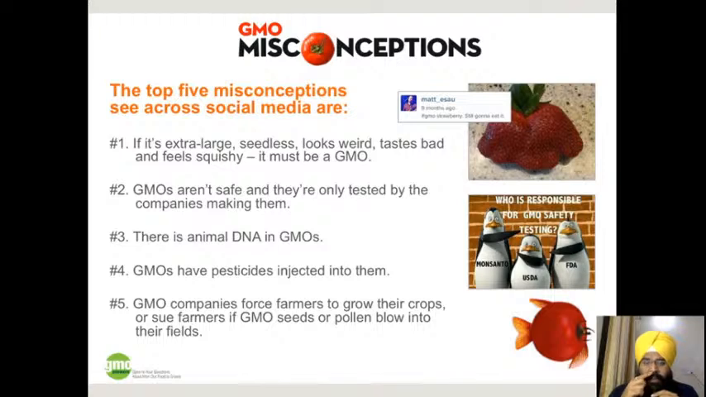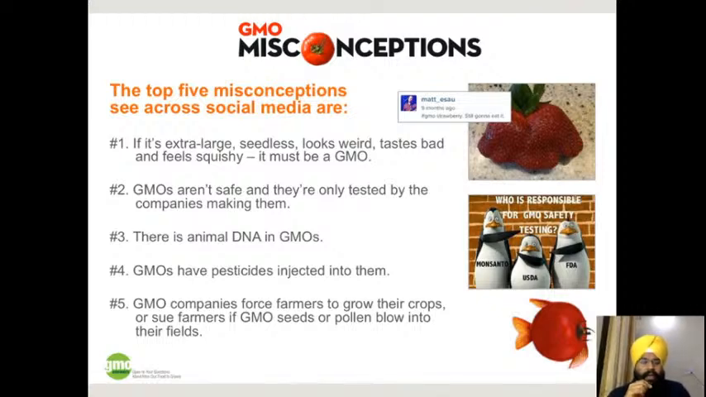The five misconceptions that we see across social media are: if it is extra large, seedless, looks weird, tastes odd, or feels squishy, it must be GMO. So whatever is not normal is GMO and we should neglect it. Another is that GMOs are not safe because they are tested by the companies making them. So they say that's a company thing.